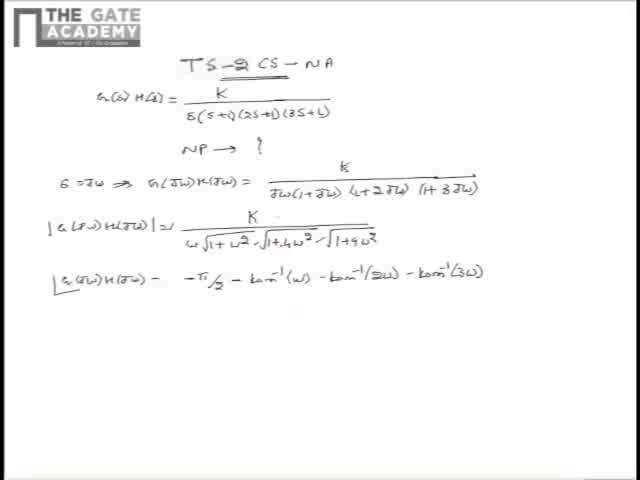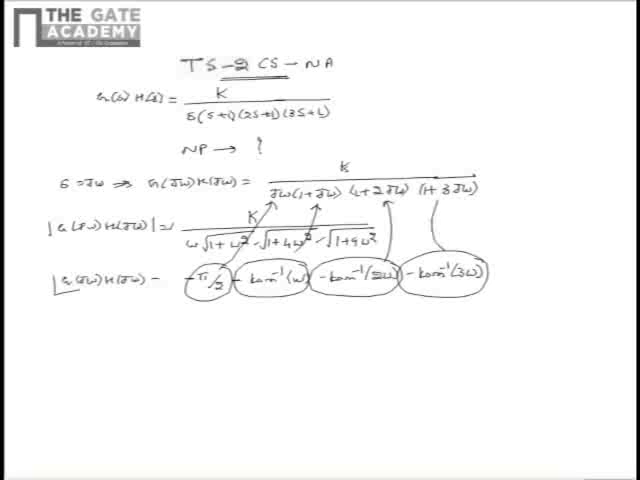Please note that here the phase of minus pi by 2 corresponds to the j omega term, phase of minus tan inverse omega corresponds to the 1 plus j omega term, and phase of minus tan inverse 2 omega corresponds to 1 plus 2j omega, and minus tan inverse 3 omega corresponds to 1 plus 3j omega. Similarly, the magnitude of G(j omega)H(j omega) is also obtained.